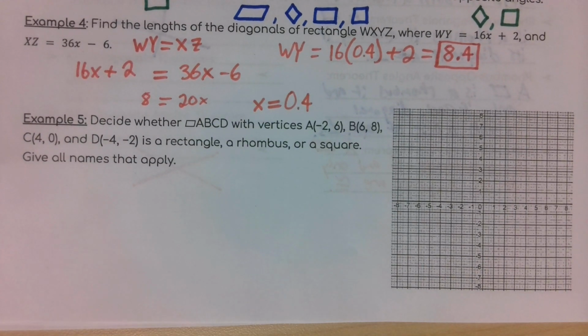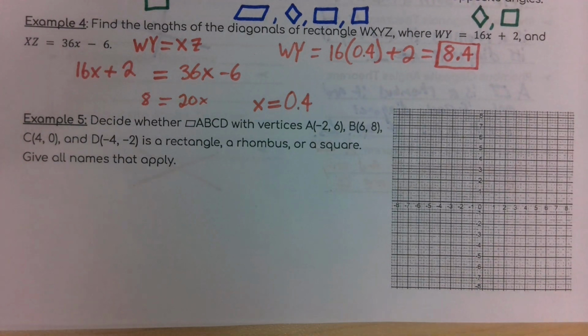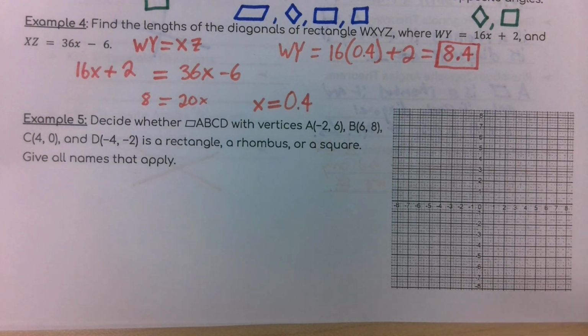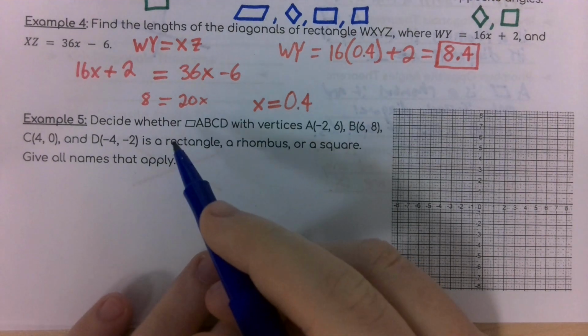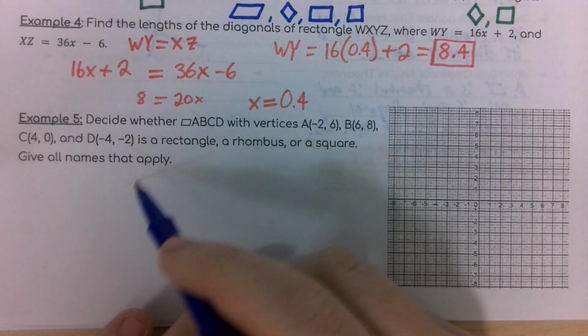Example 5 is a deceptively long problem. We're trying to decide whether the shape noted here is a rectangle, a rhombus, or a square. But we do know it's a parallelogram at least. And we have to give all the names that apply.